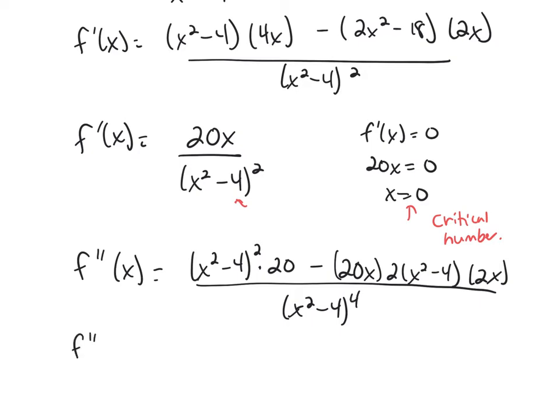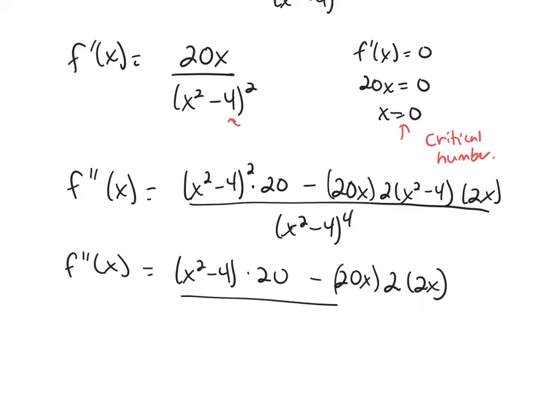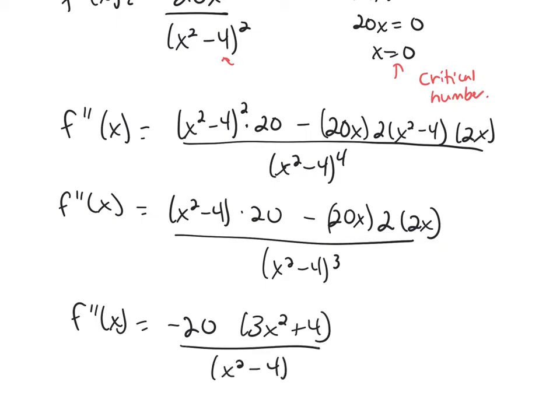Now you're going to simplify the numerator. You can cancel out an x squared minus 4 everywhere. So I'm going to take 1 away from all my terms here. The denominator is x squared minus 4 cubed. And if I simplify the numerator now, you're going to get negative 20 times 3x squared plus 4 over x squared minus 4 cubed.